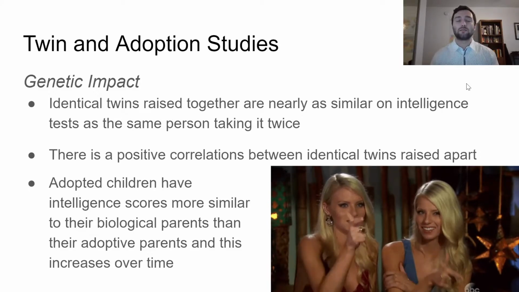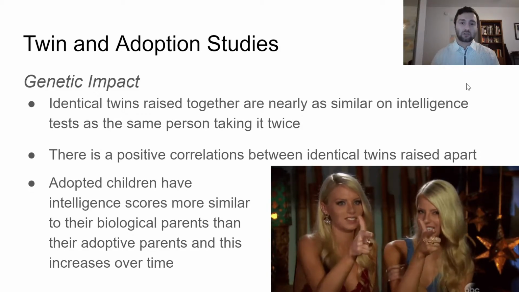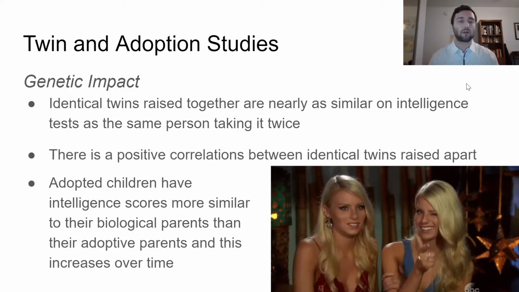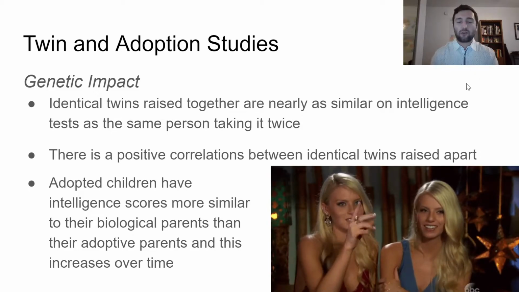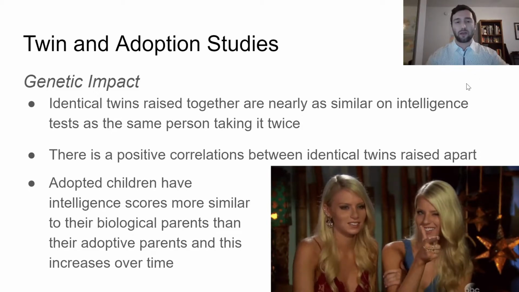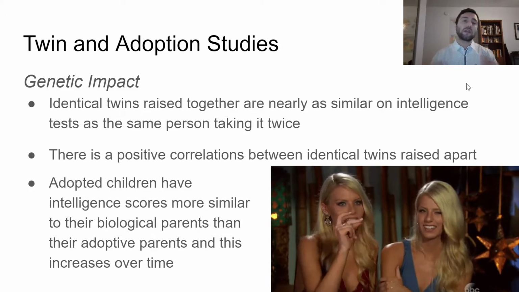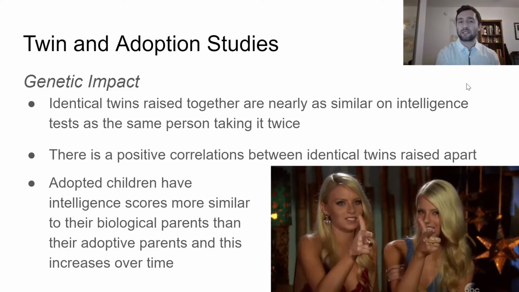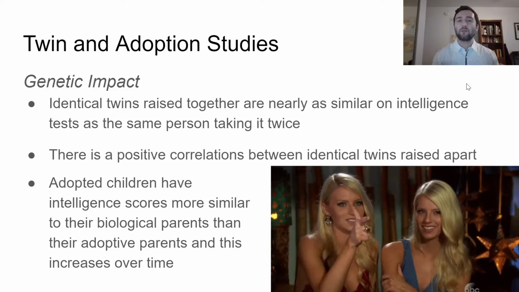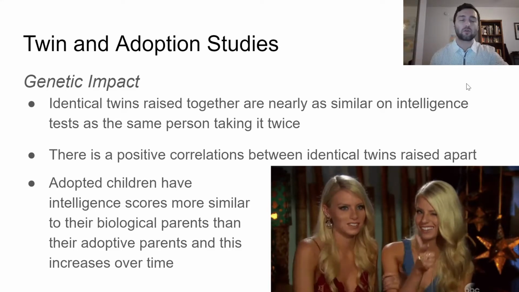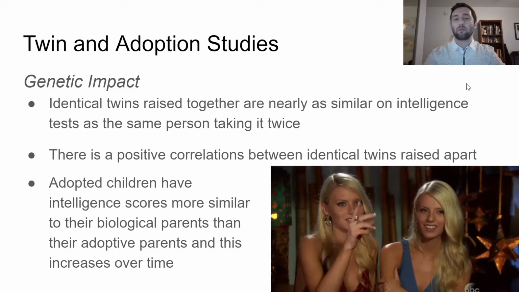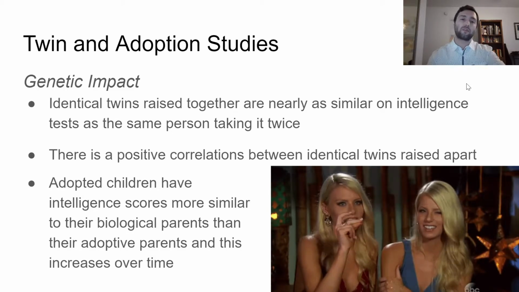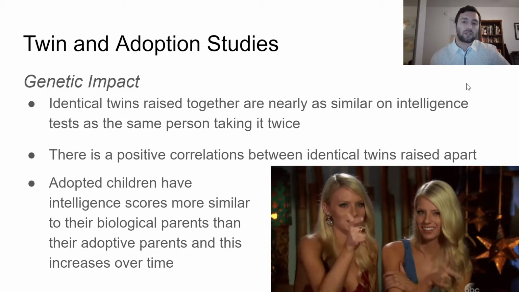Now, we do see some differences, though, when we do a little bit different types of studies. So there are also what are called positive correlations when we see identical twins that are raised apart. So what this means is basically where if we have two identical twins, but they are raised in two different families, we'll see correlations between their scores. So we'll see similar scores. Now, they won't be as close as if they were raised together, but there will be a correlation there. So if one of them is scoring really, really high, the other one is probably going to score relatively high as well. Might not be the same, might actually be a little bit higher, might be a little bit lower, but they're going to be relatively similar. There's going to be a correlation there.